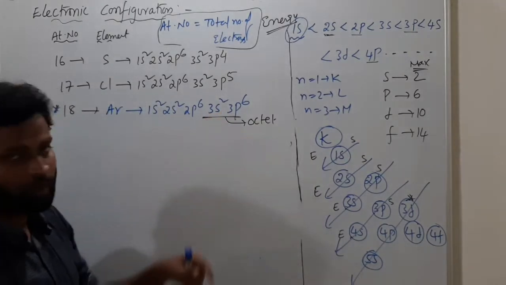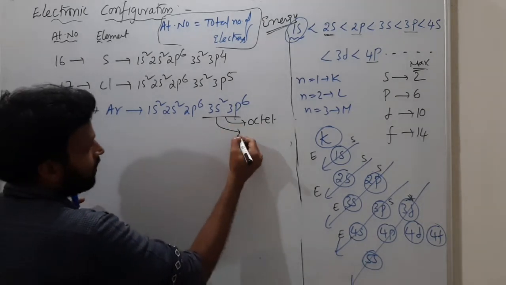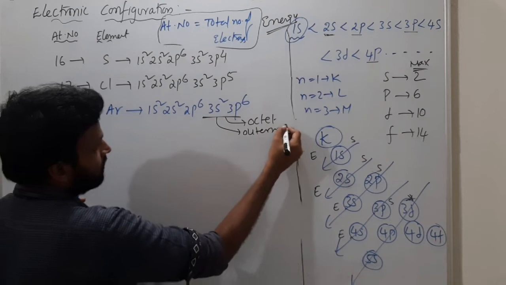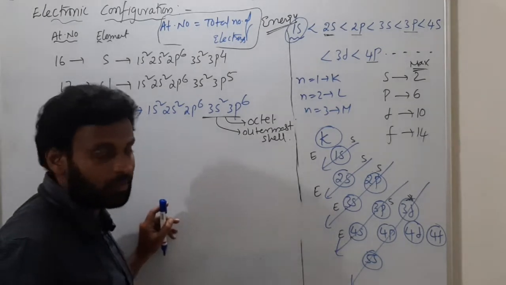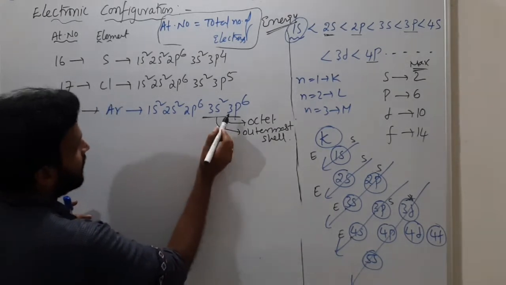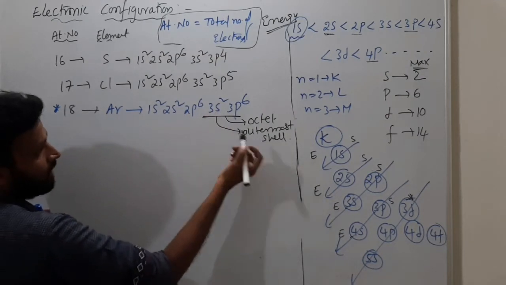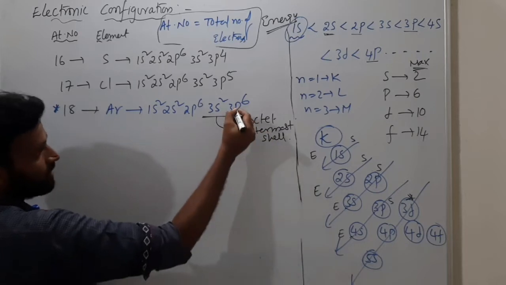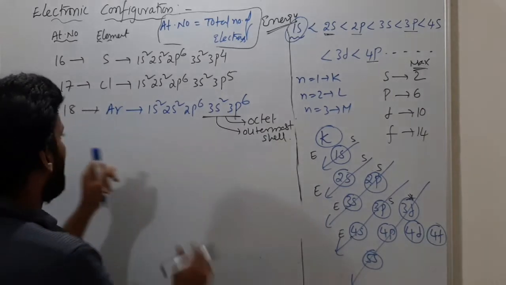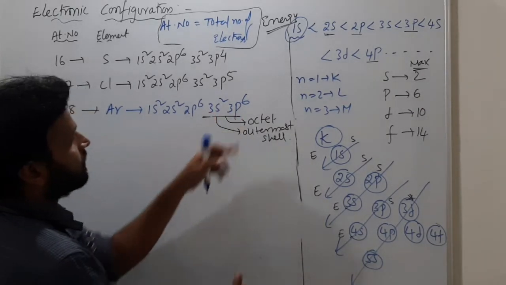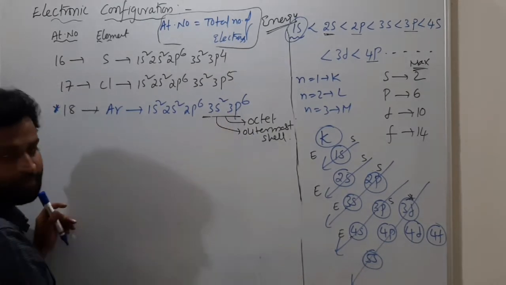This is only the last shell, no? Last shell means highest n value. That is also called the outermost shell. Different words I am using, all those words you have to remember. Highest n value is the differentiating shell. For argon, the differentiating shell, otherwise outermost shell, or which subshell the differentiating electron enters into, these questions are all very important. For argon, the outermost shell is the third, that is called M shell, because the highest n value is 3 here.